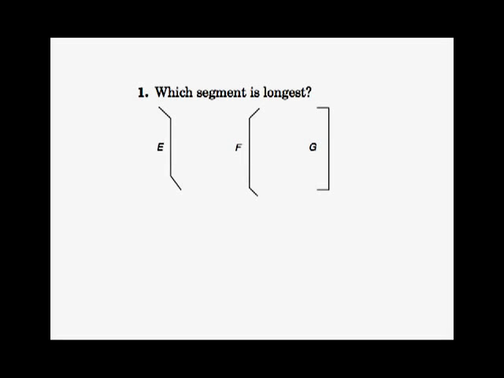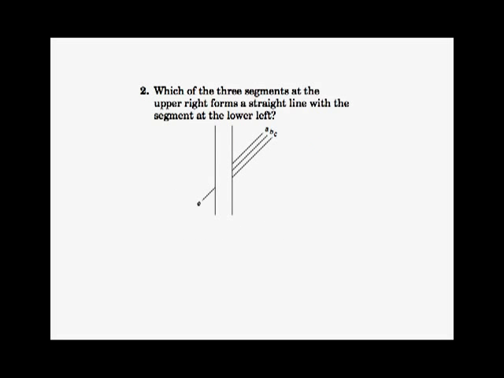Which segment did you determine to be the longest here? The answer is G. Which of the three segments at the upper right formed the straight line with the segment at the lower left? You should have gotten line segment B.